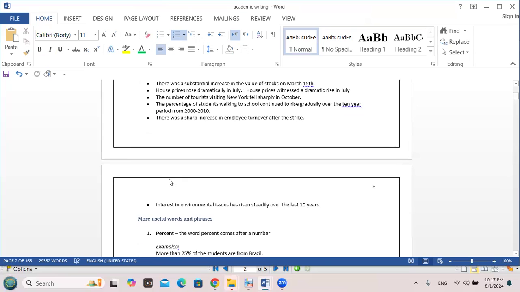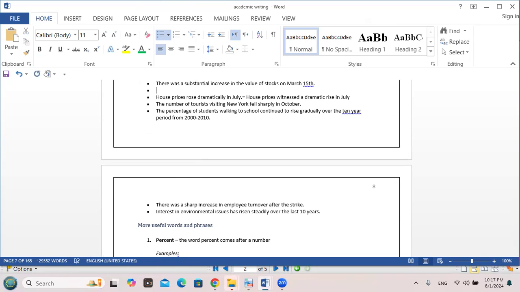Okay, so here we have this one, for example, a substantial increase, which means a significant increase. So we have an adjective and then a noun. If I'd like to change it into a verb, I can say the value of stocks increased substantially on March the 15th. So I can say, for example, the values of stocks increased, because it's a verb.